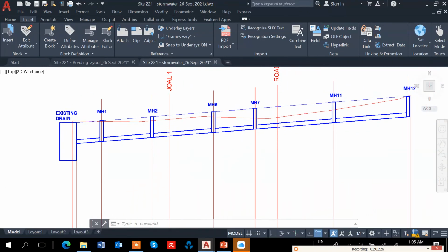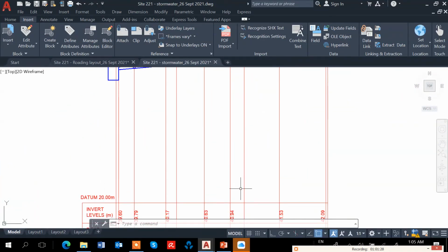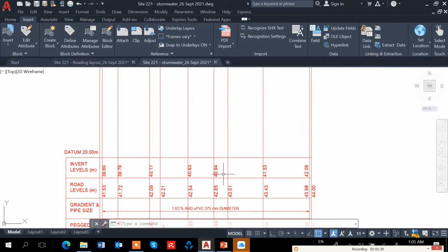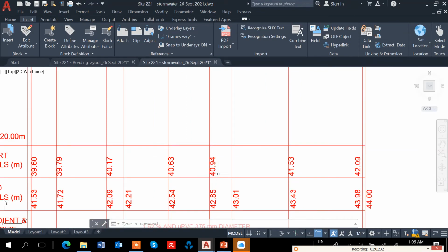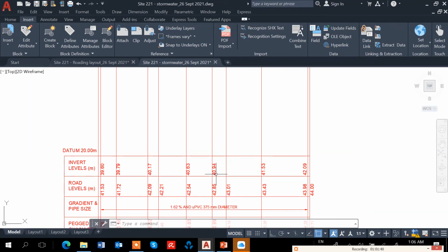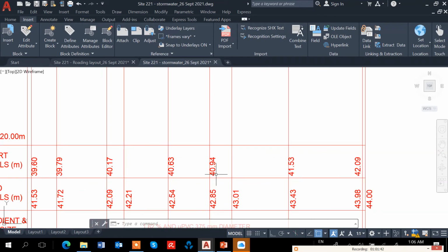So at MH7 here, we know the invert level of MH7. At least the minimum is 40.9. So the invert level is 40.994, and then we walk backwards based on the gradient. I think for road 2, the gradient is 1 in 100. So you just walk backwards.